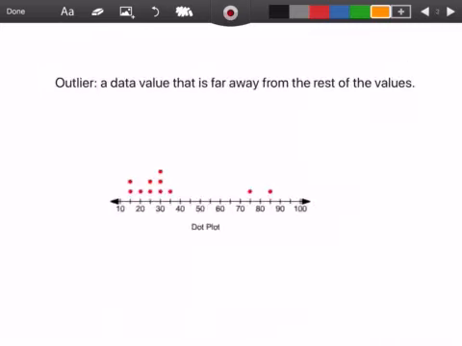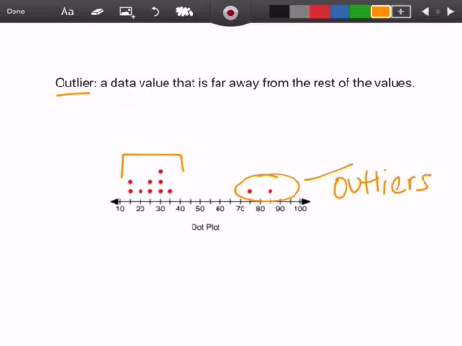The last thing I want to talk about is our last vocab word for this week, outlier. An outlier is a data value that is far away from the rest of the values. So looking at this dot plot, the majority of the values are right here between 10 and 40, and then we've got these two guys out here. We would call those outliers. And what they end up doing is skewing our data. So this is unusual for these two dots to be way out here, so we call them outliers.